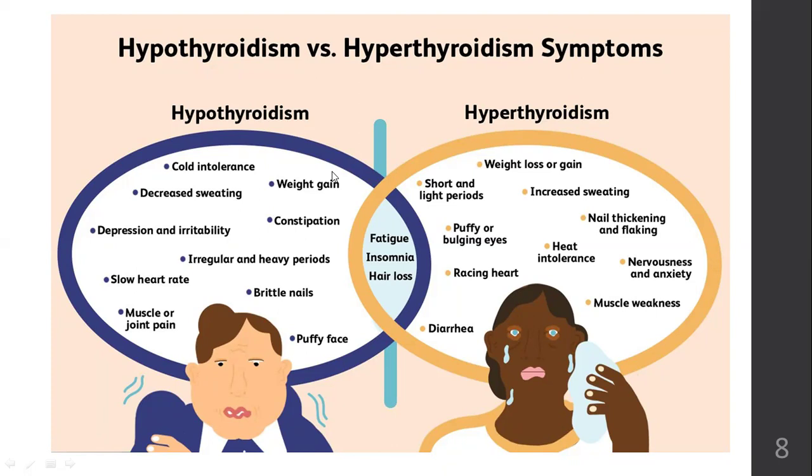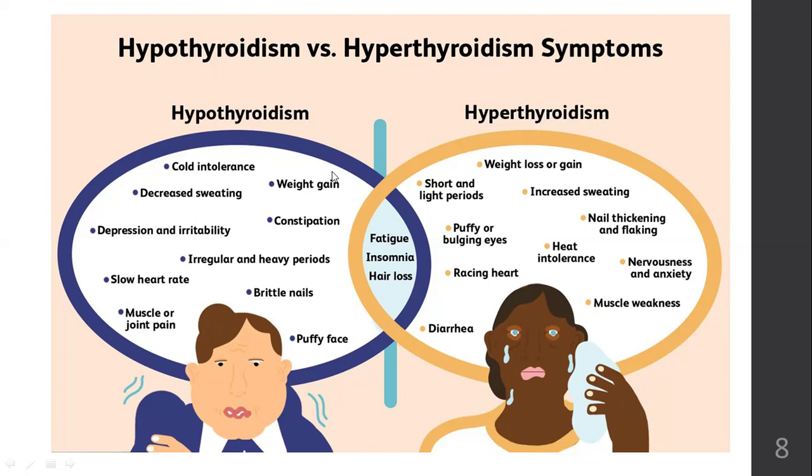Decreased sweating, constipation, depression, irritability, irregular and heavy periods, slow heart rate, brittle nails, muscle pain, joint pain, puffy face. These are the signs and symptoms of hypothyroidism when your thyroid is not secreting enough thyroid hormones.